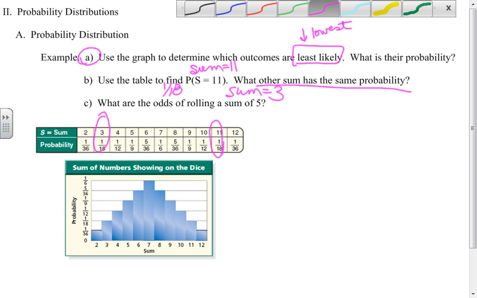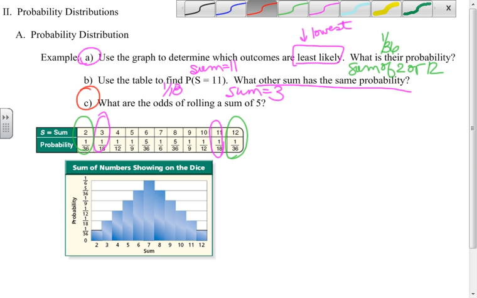If we go back to A, use the graph to determine which outcomes are least likely. If we look, our probability of least likely happens on our far ends. And the probability is 1 out of 36 that you will get a sum of 2 or 12, because those can only happen in one way. Some of the other probabilities have more than one die combination that would happen.